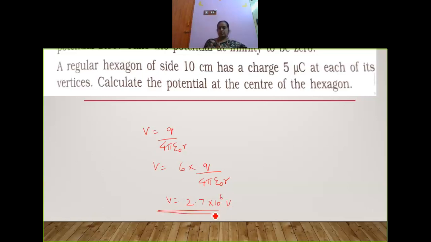6 into 1 by 4 pi epsilon naught is 9 into 10 power 9. Q value is 5 into 10 power minus 6, divided by 10 centimeter, convert it into meter. Get the answer. Tomorrow we'll discuss how it has to be done.